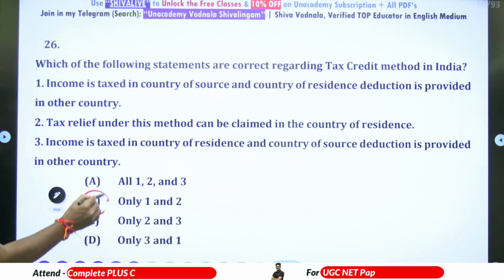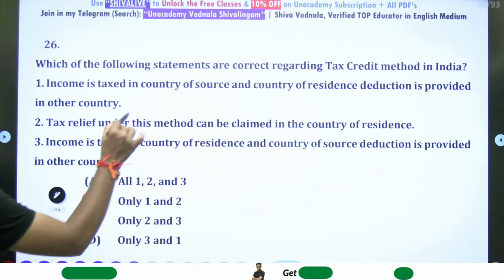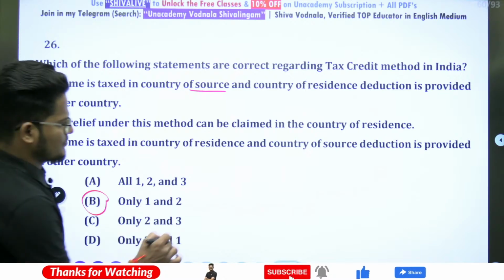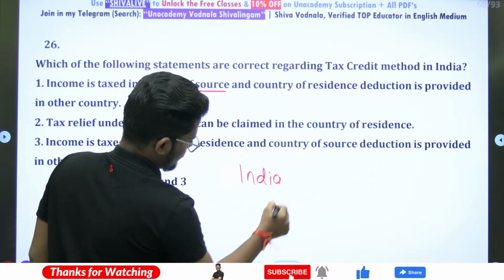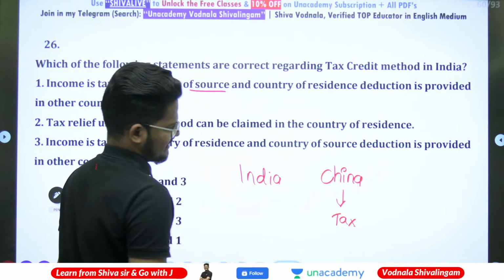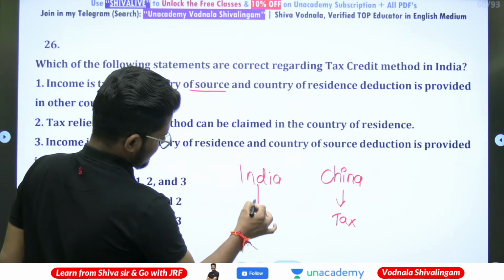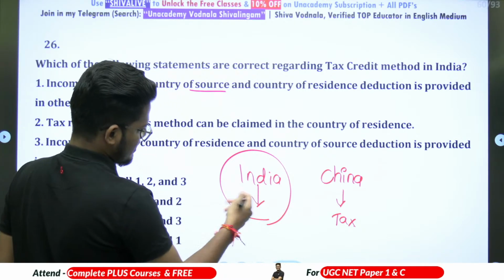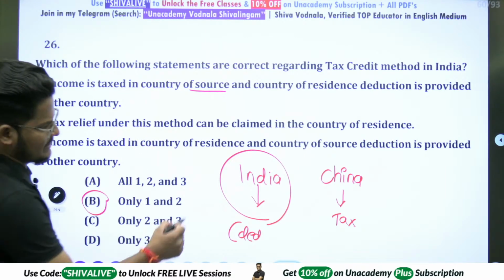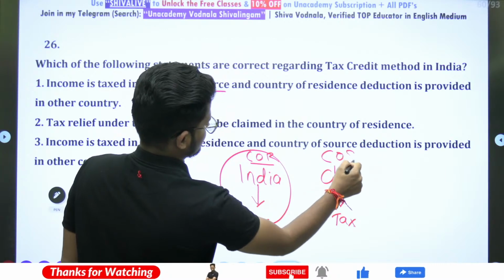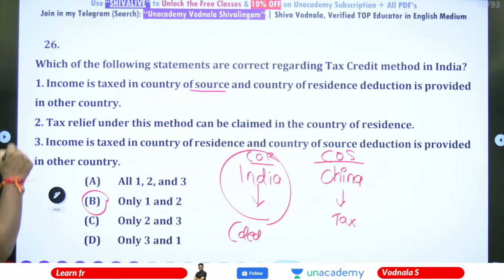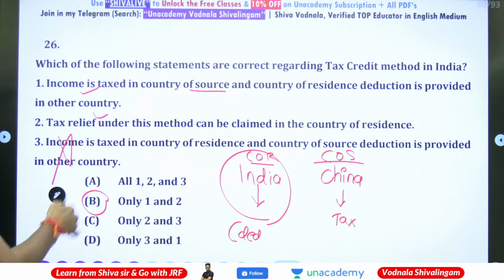Option B is the given answer. Only 1 and 2 are correct about the tax credit method. Income is taxed in the country of the source, and the country of residence will provide a deduction. Suppose India is the resident country and China is the source country. You need to pay tax over here and over there, in both the countries. But tax credit method means whatever tax you paid outside India and inside India, you will have a deduction facility. And the second one, tax relief under this method can be claimed in the residence country, that is the country of residence, not the country of the source. This is the country of source. And income taxed in the country of residence and country of source, with deduction provided in the other country, no, this is the reverse. So the first and second are correct with regard to the tax credit method.